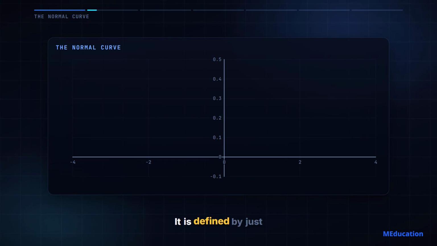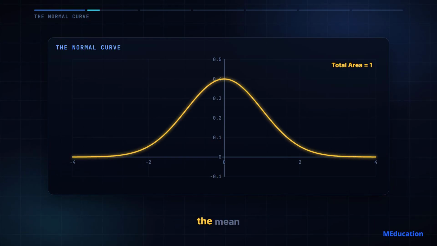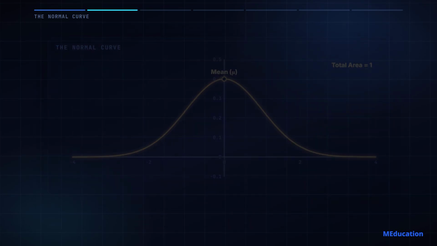It is defined by just two parameters, the mean, mu, which sets the center, and the variance, sigma squared, which dictates the spread. Because the data is continuous, the probability of any exact single value is 0. Instead, the total area under the curve is exactly 1, and we find probabilities by looking at intervals. Notice the perfect symmetry. This is a powerful tool you will use to deduce probabilities without complex maths.